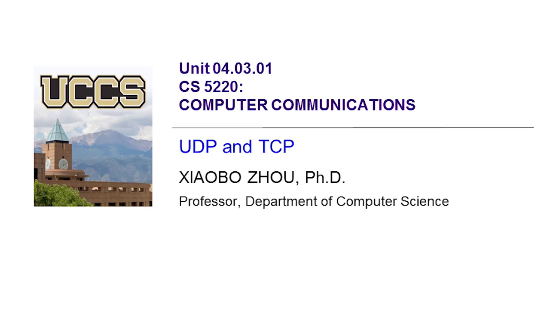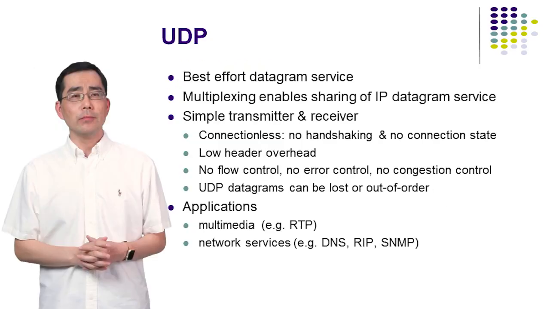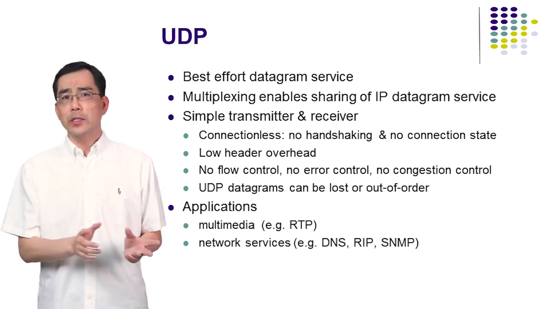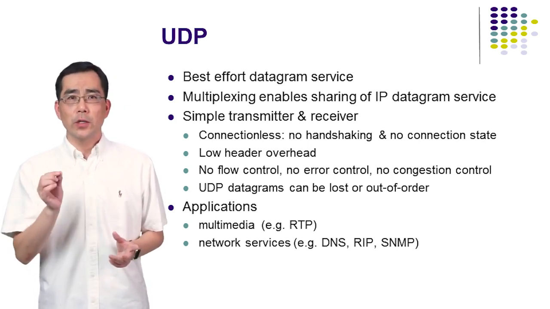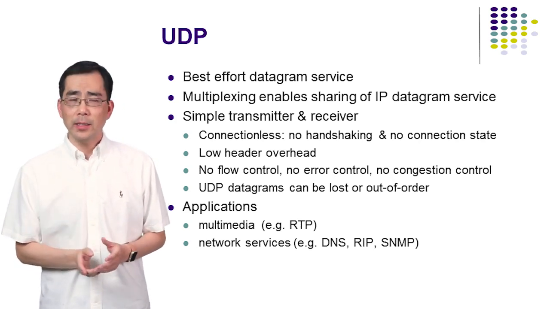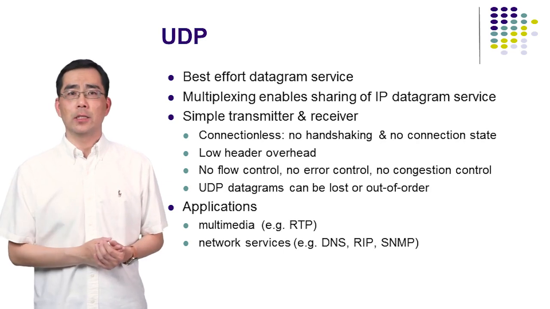Starting today, we will take a deeper look at the two transport layer protocols, UDP and TCP, that are built upon the best effort IP service. We will focus more on the TCP. UDP is unreliable and connectionless. It is a very simple protocol that provides only two additional services beyond IP, demultiplexing and error checking on data.